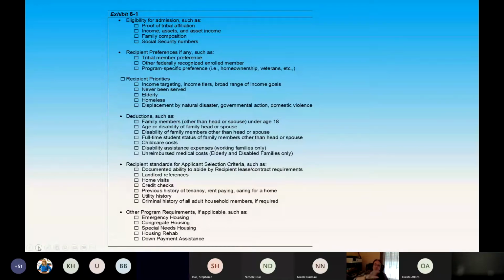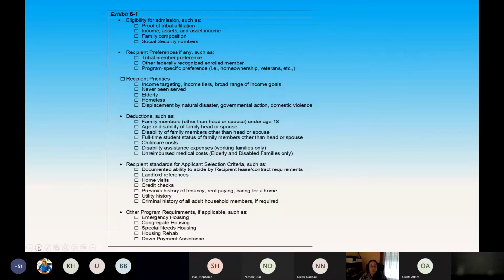Exhibit 6.1, eligibility for admission such as proof of a tribal affiliation, income assets and asset income, family composition, social security numbers, your recipient preferences, if you have any of those in place, such as tribal member preferences, other federally recognized enrolled members, program specific preferences, if it's a home buyer, home ownership program or a veterans program, your recipient priorities, if you're going to do income targeting or income tiers, or people that have never ever been served by your programs, or elderly or homeless, or displacement by a natural disaster or a governmental action or domestic violence.